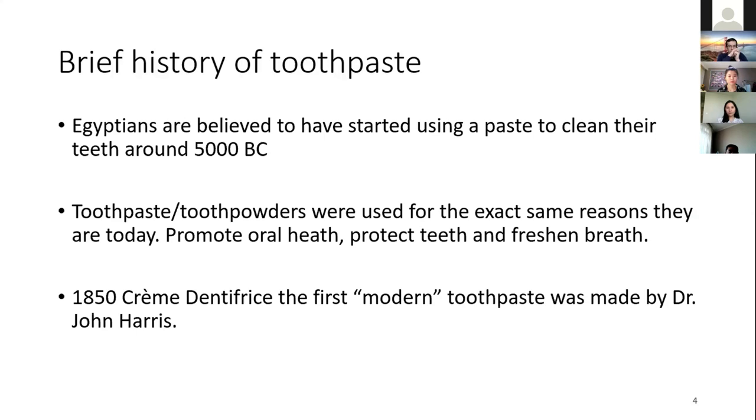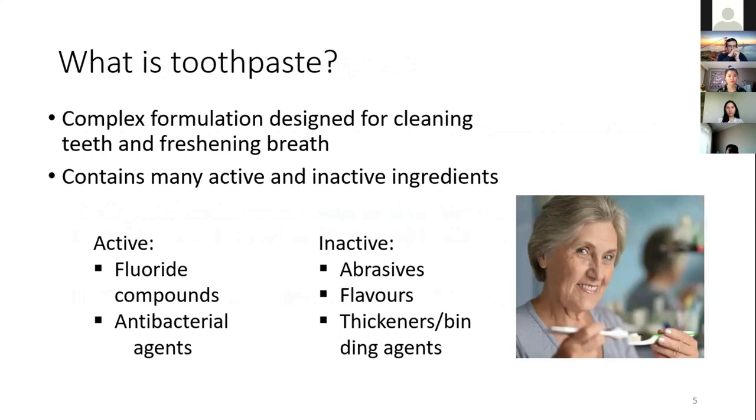So what is toothpaste? Toothpaste is a complex formulation of many different components. You've got the active ingredients, which take an active role in promoting oral health, like fluoride compounds for remineralizing teeth and antibacterial agents, which kill plaque. You've got the inactive ingredients: the abrasives, which although they do actively remove plaque from your teeth, technically make up most of the formulation itself, so they're classed as inactive because they give it properties. You've got the flavors and the thickening agents. My project mainly looks at fluoride compounds and the flavor compounds.